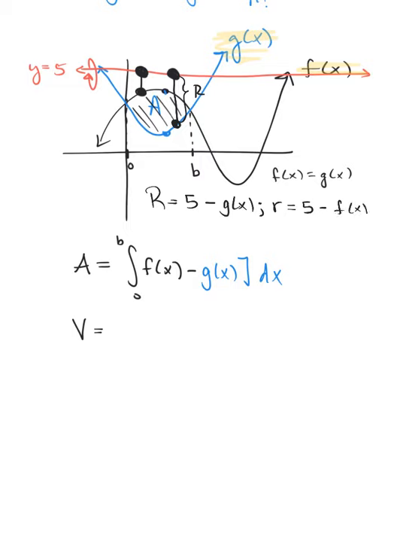So volume, this would be the washer method. So that would be pi, and then again we're going from 0 to the intersection of those two functions, which is b. So pi, and then capital R squared, minus little r squared, which is f of x, squared, and then all of that with respect to x. Okay, so that would give you area and volume.